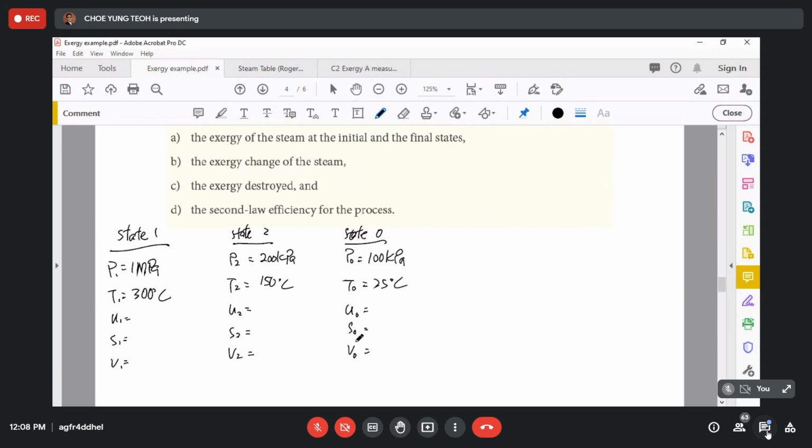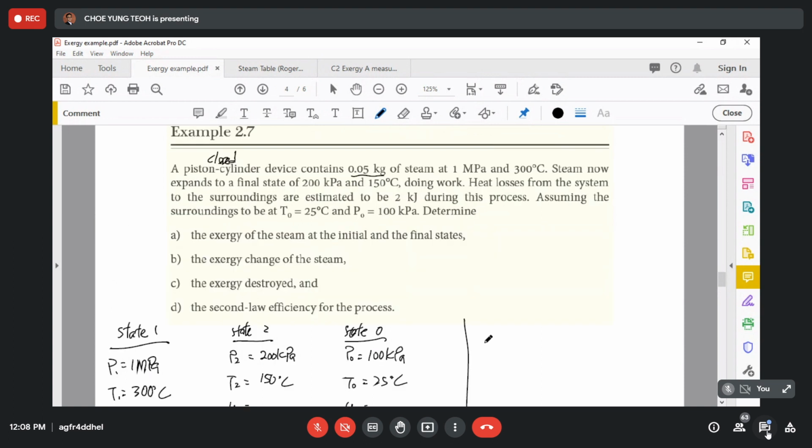Okay, I think before we start, we have to find this information. Okay, and other information for this question. Heat loss, 2 kilojoule. The rest are, I think, okay. Mass, 0.05 kg.